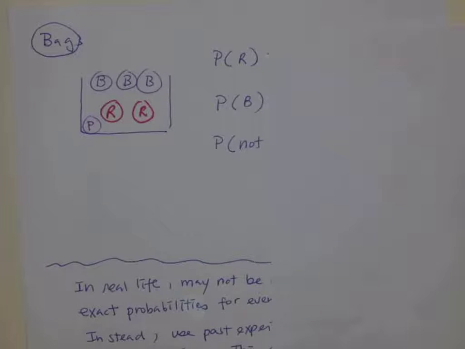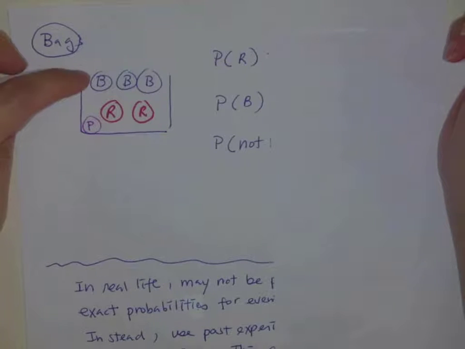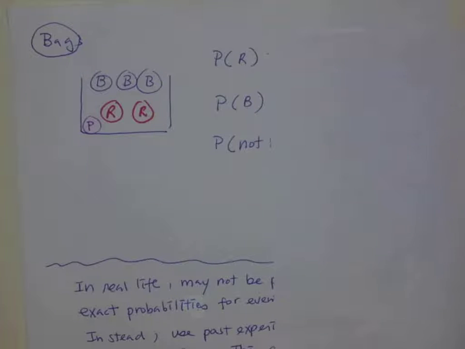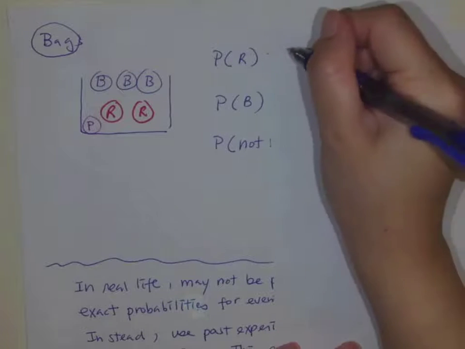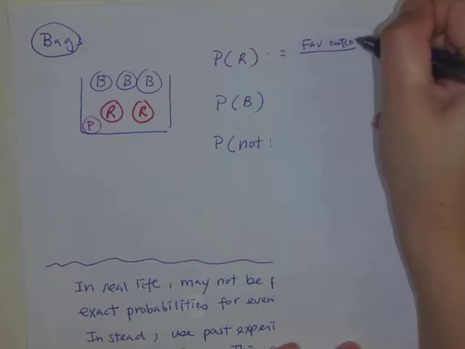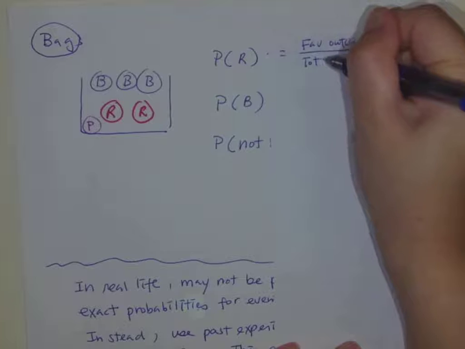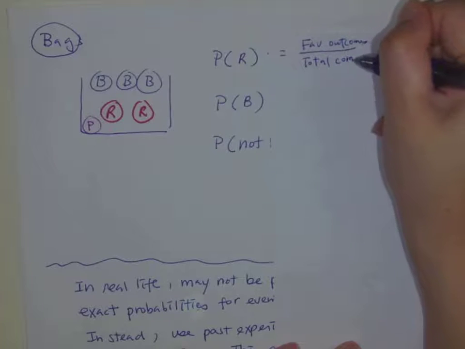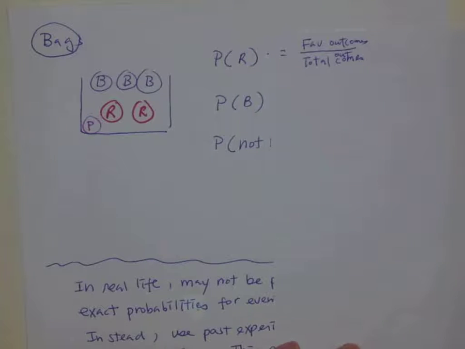Okay, this example has some marbles in the bag. 2 are red, 3 are blue, 1 is purple. So the first one asks, and again, if you need to pause the video and write that down, please do so. The first one says probability of pulling a red one. So I need the favorable outcome compared to the total outcome, right?